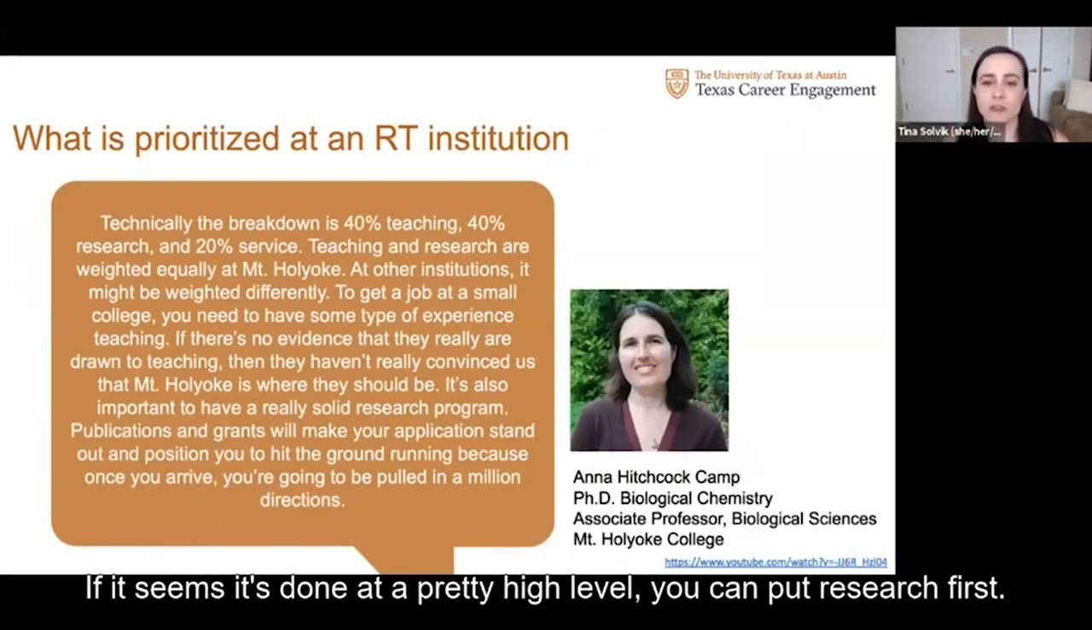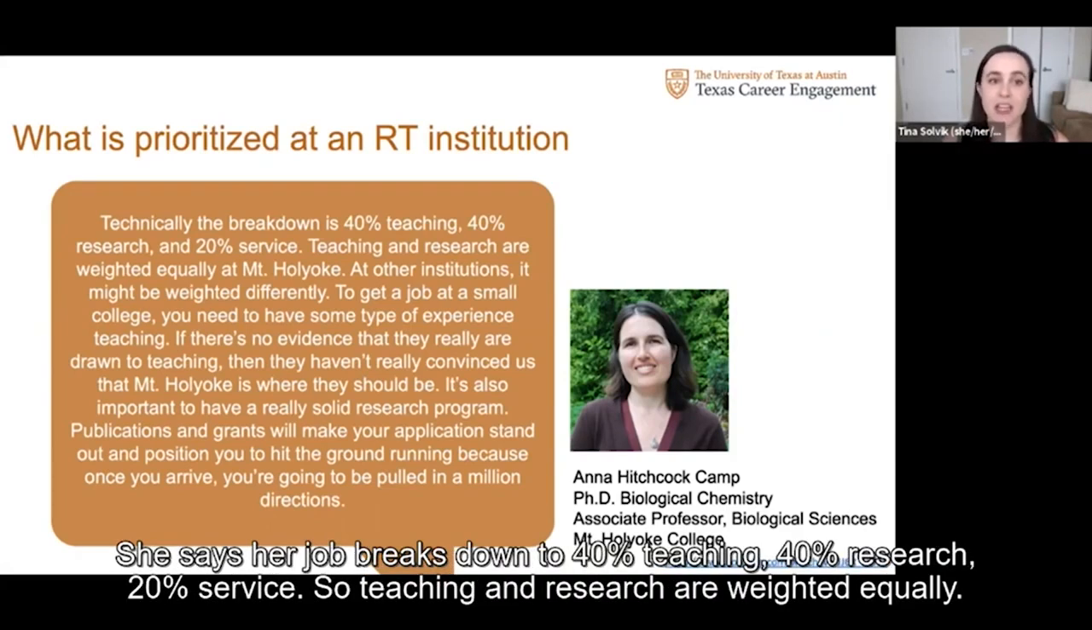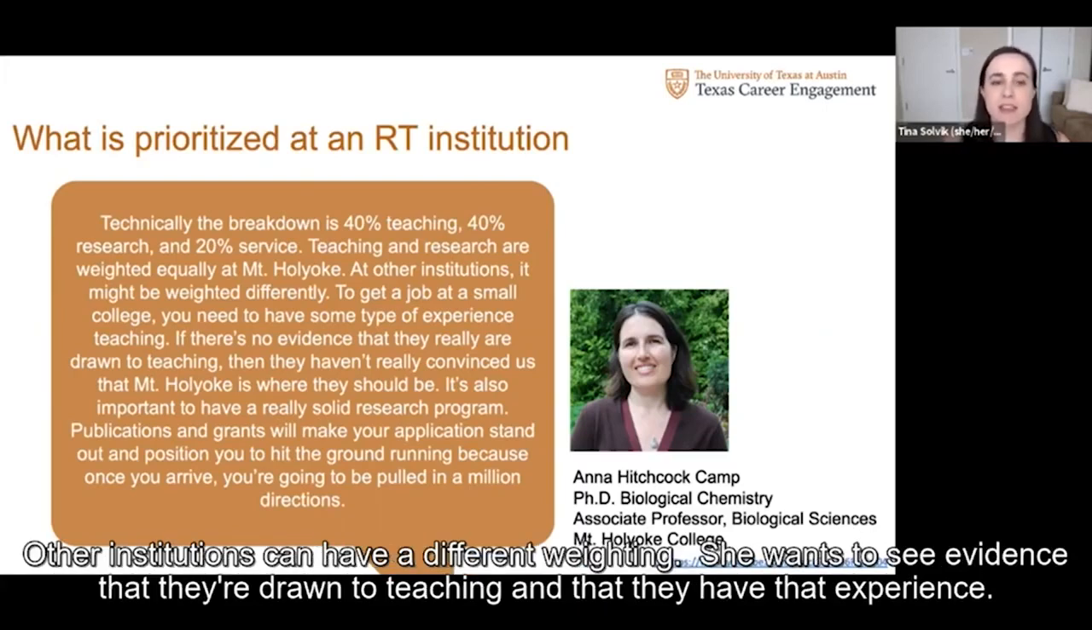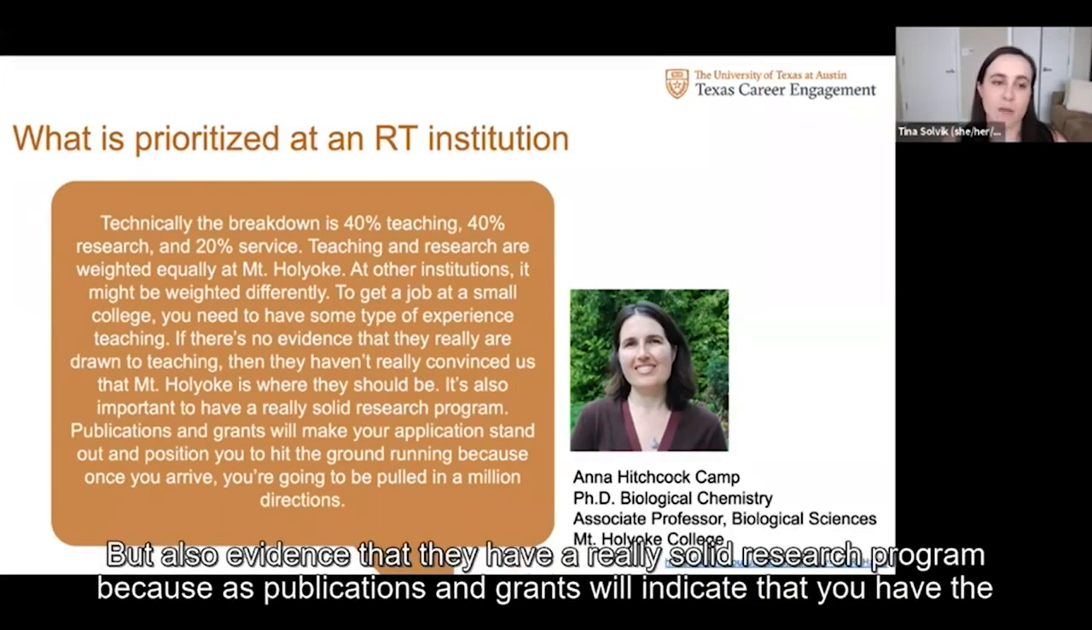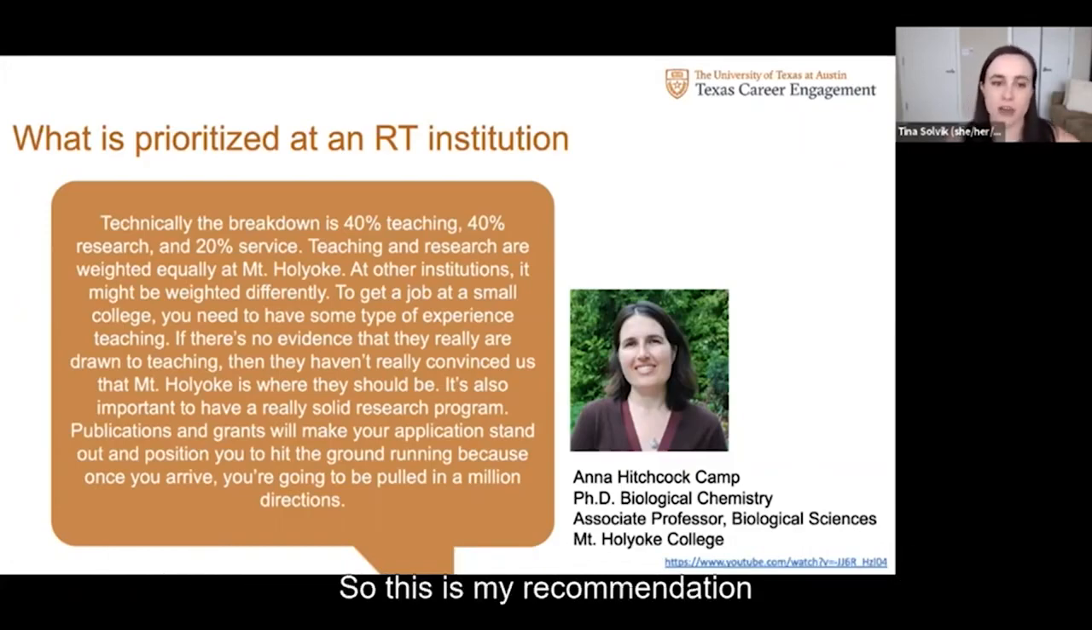So this is a quote from a professor at a small liberal arts college, Mount Holyoke, that does do undergraduate research. And she says that her job breaks down to 40% teaching, 40% research, and 20% service. So teaching and research are weighted equally, but other institutions can have a different weighting. So she wants to see evidence that they're drawn to teaching and that they have that experience, but also evidence that they have a really solid research program, because those publications and grants will indicate that you have the ability to start a lab and get going once you get on campus.